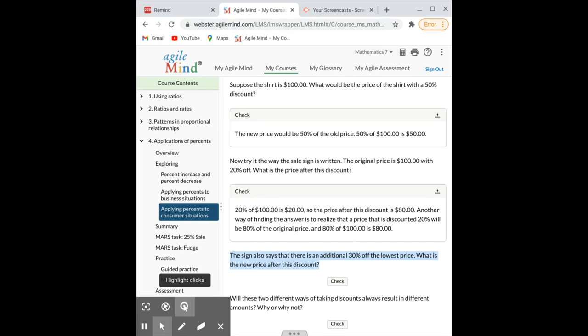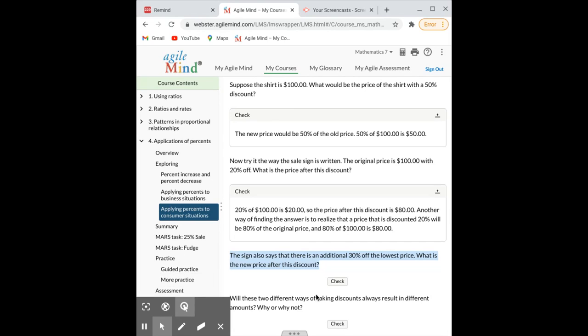All right. So what are y'all thinking? What could we do? I mean, it's basically divide 30 and 100. Well, remember it says the sign also says there's an additional 30% off of the lowest price. The lowest price right now is what? 80. The lowest price is 80 right now. So we're taking 30% off of 80. So basically, wouldn't it be the first problem?